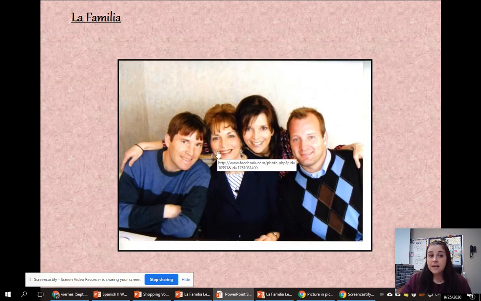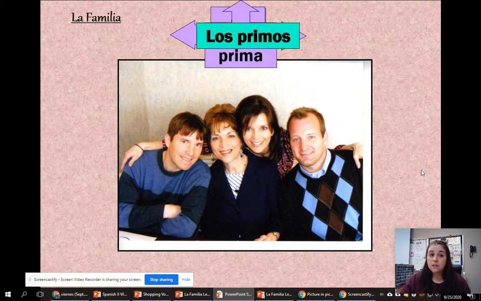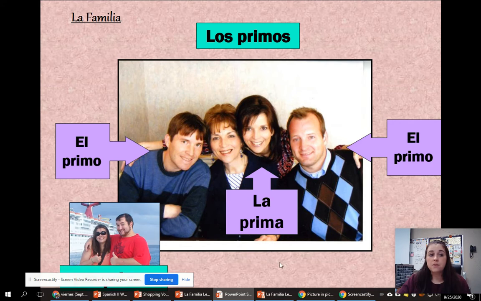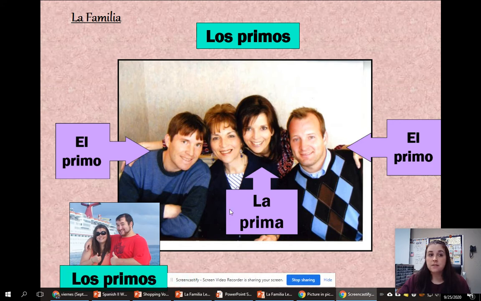So here's my aunt again, and these are her three kids. And so they would be my cousins, los primos. So the word for cousin only differs if we have a girl. So we have el primo for the boys and la prima for the girls. Y mi hermano y yo, we would also be los primos, where they're cousins.